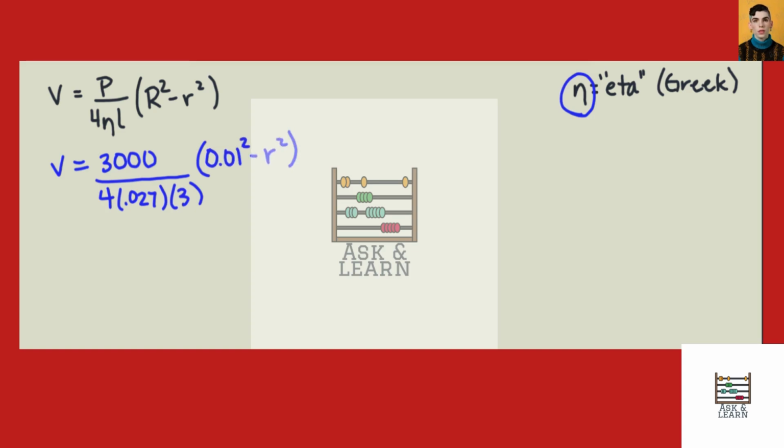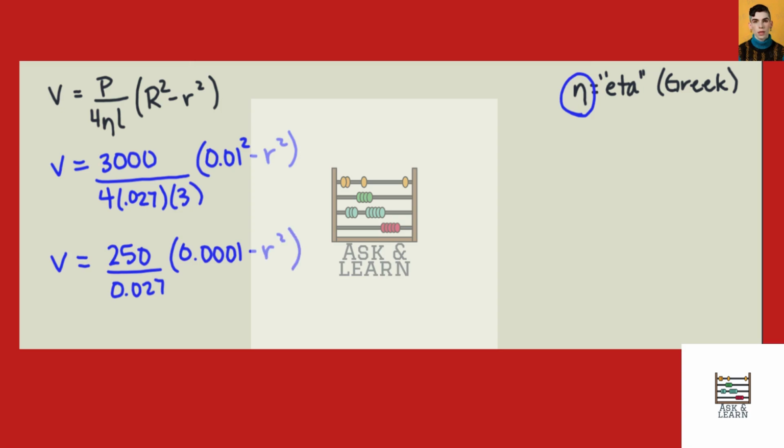Okay, so now that we have that, we could go ahead and take a step to simplify it. The fraction in the front we could simplify a little bit to 250 over 0.027. And if we want to, we can simplify the number inside the parentheses as well. Not going to make a whole lot of difference.